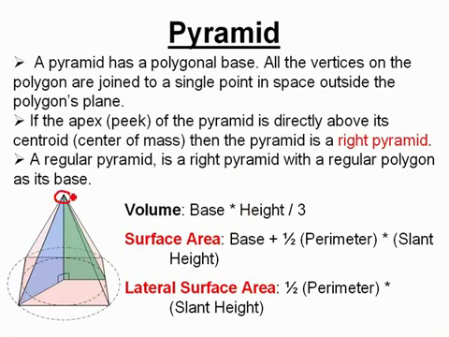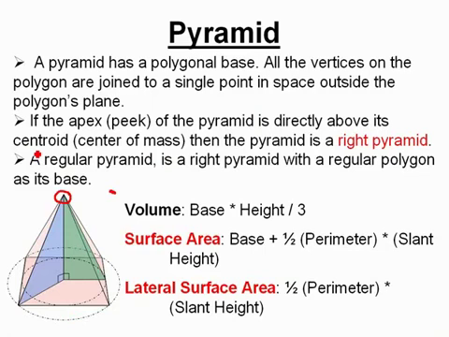This apex can't be on the plane of the square. It has to be above it, or to the side of it. It could be out here somewhere, and you could join all the vertices to that point. But it can't be in the plane of the square. So anyway, if the apex, or peak of the pyramid, is directly above its centroid, or the center of mass, then the pyramid is known as a right pyramid. Otherwise, it is not known as a right pyramid.